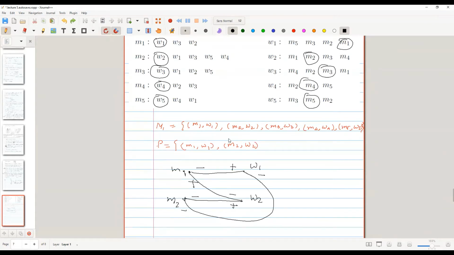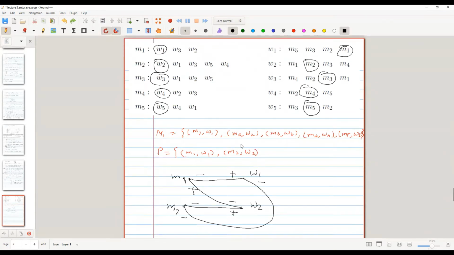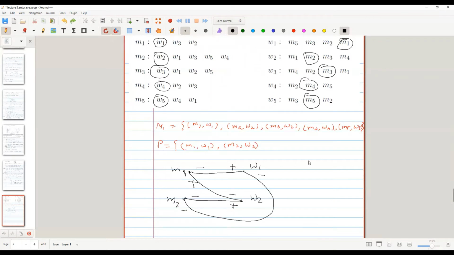Okay, so this is one of the rotations. Is there any other rotation? If we just go from M3, M1 and M2 are covered. So let's start from M3.